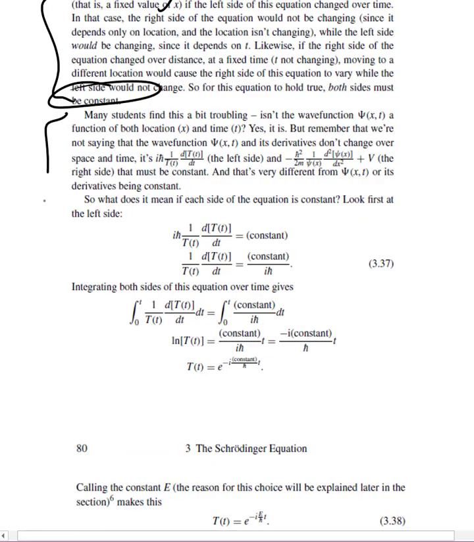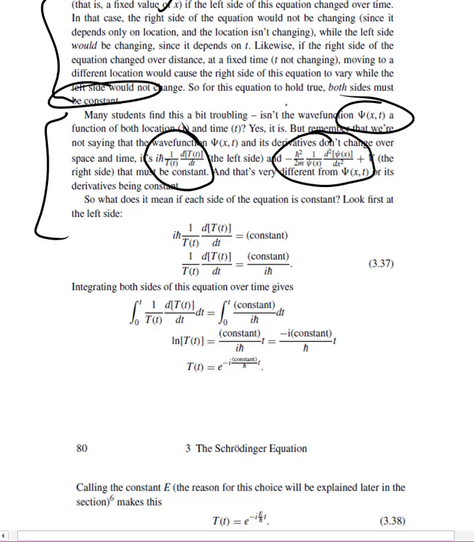As it says down here, some students find that a little bit troubling. After all, we know that psi is a function of space and time, so how can these be constant? Remember, we're not saying psi is constant. Psi is definitely not constant in virtually every interesting situation in quantum mechanics. But what is constant is that entire left side of the equation and the entire right side of the equation. That's very different from saying that psi must be constant.